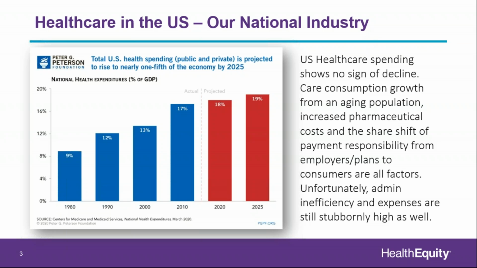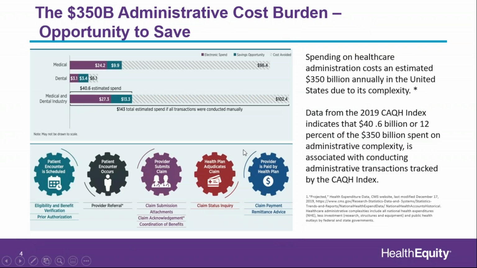So Rob, if you advance the slide, please. The National Health Expenditure estimates that the United States spends approximately $350 billion a year on healthcare administration costs, which is an enormous number, right? It's not the trillions that we spend overall, but as a percentage, it's significant.